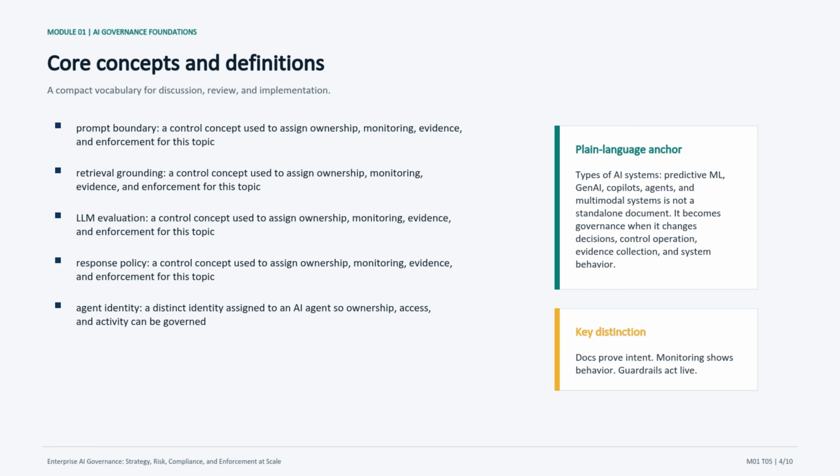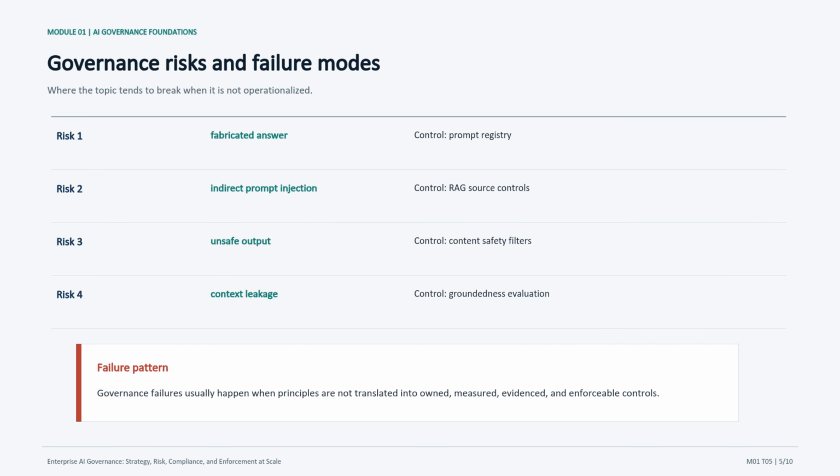Now that we have the vocabulary, we can turn it into a risk conversation. Where does this topic break down when the enterprise does not operationalize it? This is where the discussion becomes more concrete. I would tell the class, every governance topic has failure modes, and our job is to name them before the system is already in production. The risks listed here are tied to controls because a risk without an owner or control is just an observation.